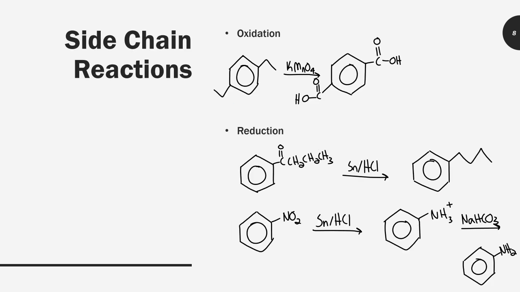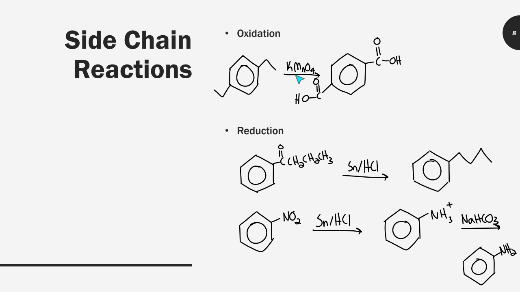Okay. So these are the important side chain reactions that you'll need to know. So we have oxidation. In oxidation, we can oxidize any alkyl group on a ring with potassium permanganate. This you'll need to remember. This is your common oxidizing agent. This is your common reducing agent.